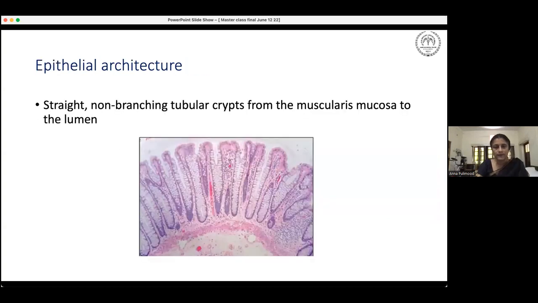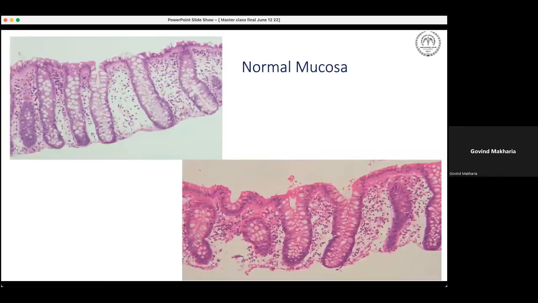The epithelium itself is arranged in straight, non-branching tubular crypts that extend from the muscularis mucosa at the bottom up to the lumen. In the normal mucosa, the gap between crypts should be less than the width of a crypt itself. But this depends on having a well-oriented biopsy with intact muscularis mucosa. In this particular biopsy, the muscularis mucosa is not present, so there's a little bit of spleen and it looks like an increased gap, but this is actually normal architecture.